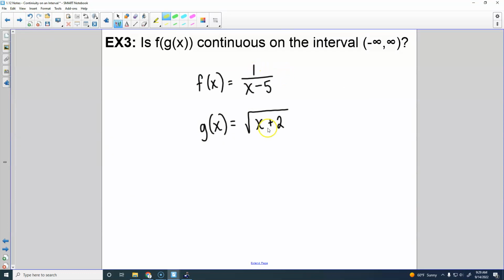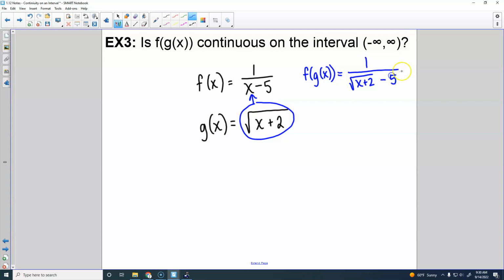All right, so we got two functions. We want to know, is f of g of x continuous on the interval from negative infinity to infinity? To do this, we need to know what f of g is. So f of g of x, we're going to take g of x and put it right here. So we got 1 over the square root of x plus 2 minus 5.